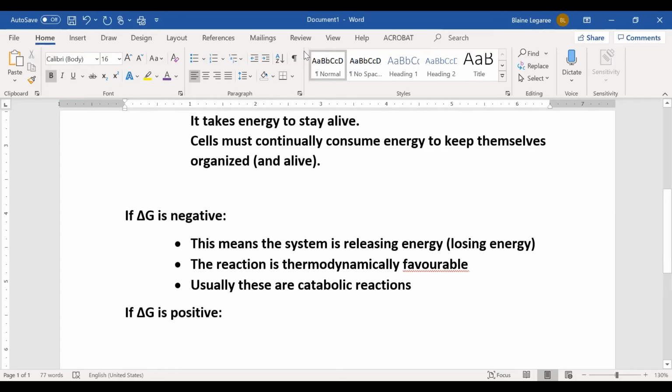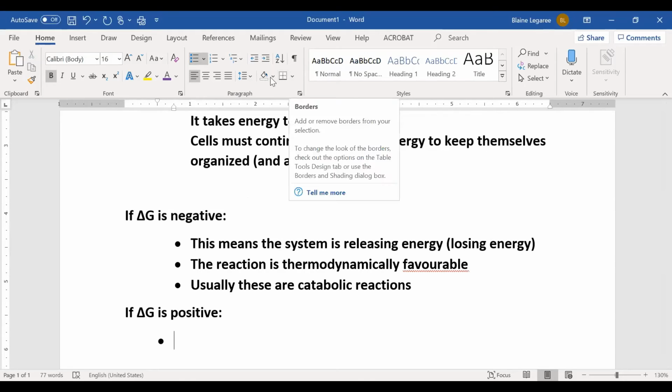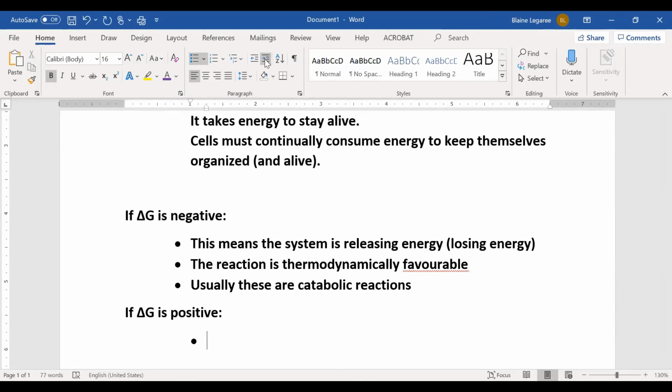Delta G is positive. What does that mean? Basically the opposite of all that stuff I just said above. So this means the reaction requires energy.